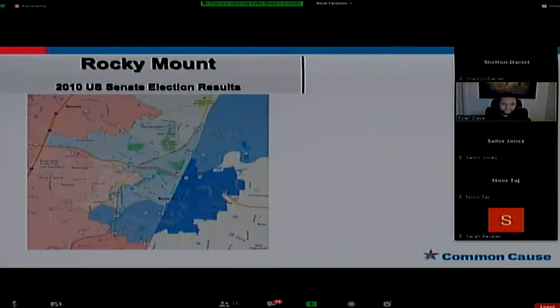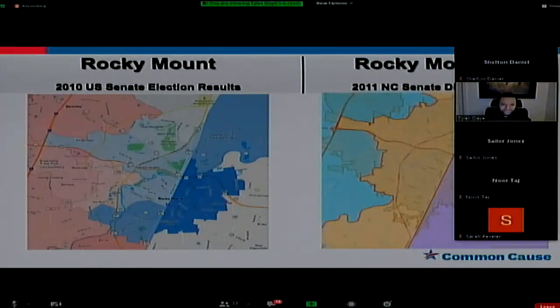And I'll also show you a similar situation when you look at the Senate election results and how the 2011 Senate districts follow the election results here. The red shows you precincts that went for the Republican in the 2010 U.S. Senate election in our state. The blue districts went for the Democrat, and again, the darker the shading for either color indicates a more partisan leaning.